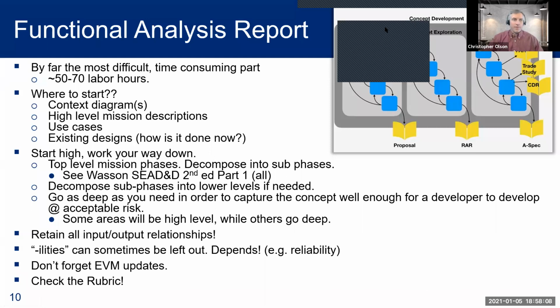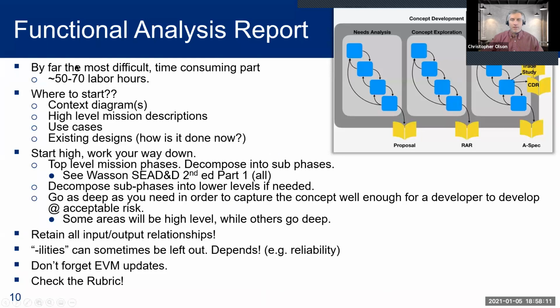And this is by far, the functional analysis report is by far the most difficult, time-consuming part of the entire project. Takes about 50 to 70 labor hours, sometimes more, sometimes less, depending. The question usually is, where do you start? Because it's so overwhelming and it's hard to think about where you'd start. Well, start with the context diagram. Model it. Model your context diagram. Look at the inputs and outputs going to and from your system.